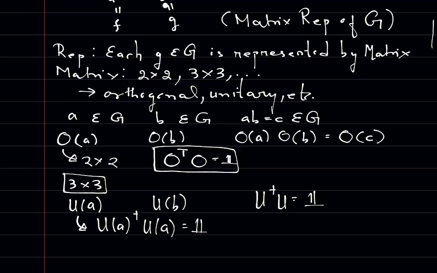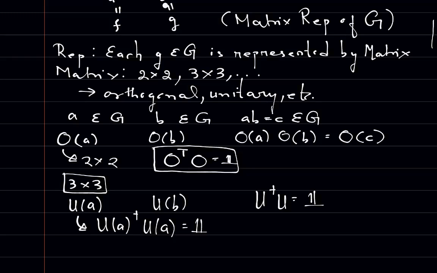That is the matrix representation of group elements. Well, it can be reversed. Maybe sometimes you have a group where the 2 cross 2 matrix is unitary and the 3 cross 3 matrix is orthogonal, or you can have a 2 cross 2 matrix representation which is unitary, and you can also have a 3 cross 3 matrix which is also unitary.